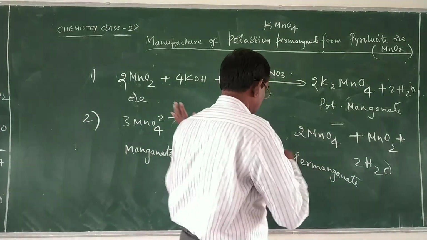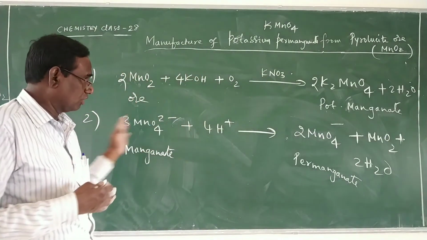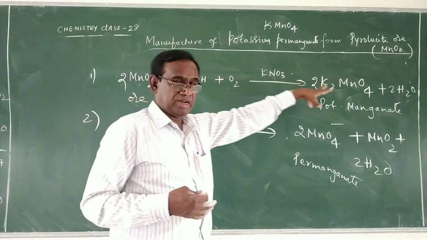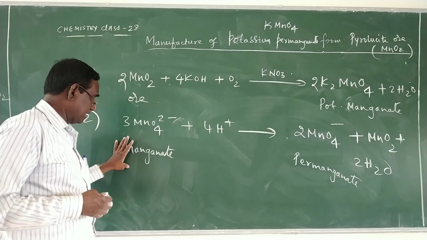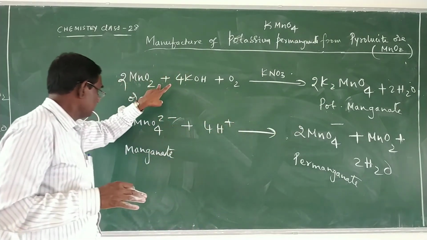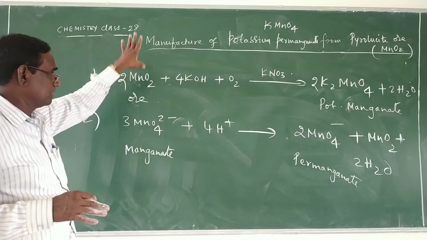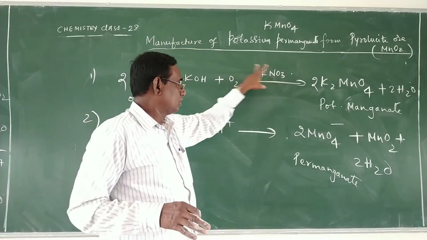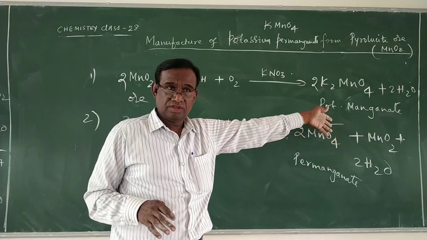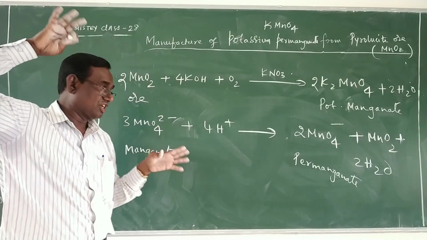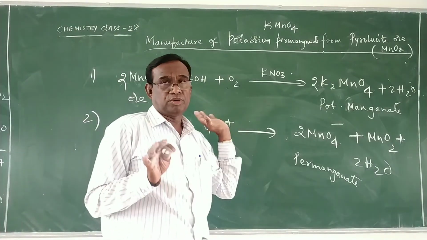So this is how you can write the equations for both steps. This is the first step, formation of potassium manganate. Second step, manganate into permanganate. Only two steps. In the first step, pyrolusite ore is fused with potassium hydroxide and oxidizing agents like KNO3 to get potassium manganate. In the second step, potassium manganate undergoes a disproportionation reaction in acidic medium, giving potassium permanganate.